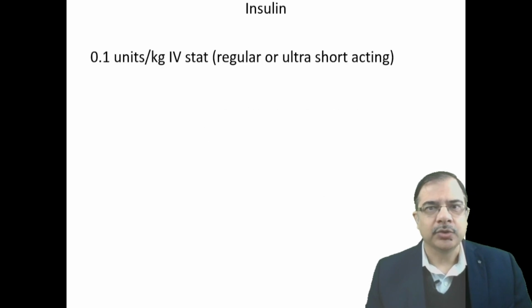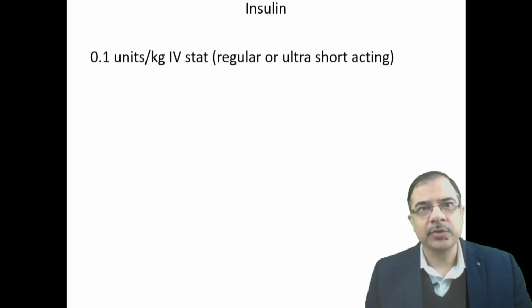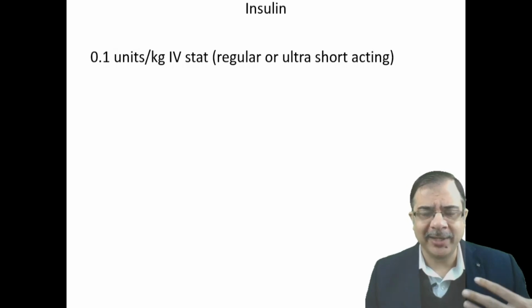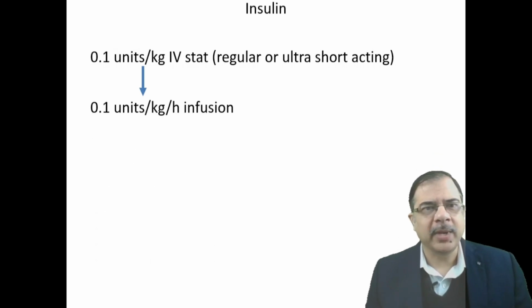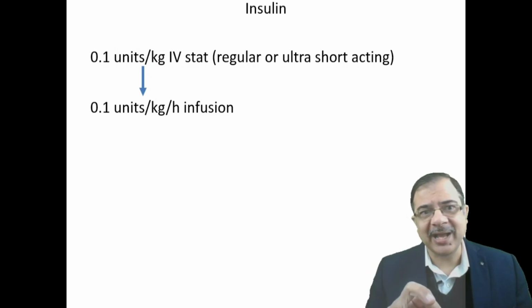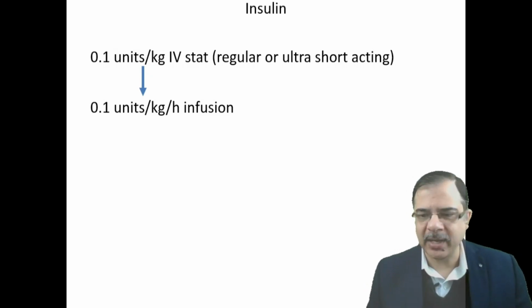Now insulin. Insulin is given as regular insulin or ultra short acting insulin. It is given IV stat, 0.1 units per kg IV stat. Some guidelines say that instead of IV stat you can straight away start with the infusion, so no need for the IV stat. Giving IV stat is not contraindicated as such. Then it is followed by 0.1 units per kg per hour of infusion, and when we are not giving the IV stat, then the rate of infusion that we start with is 0.14 units per kg per hour.